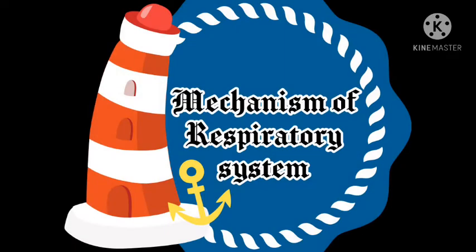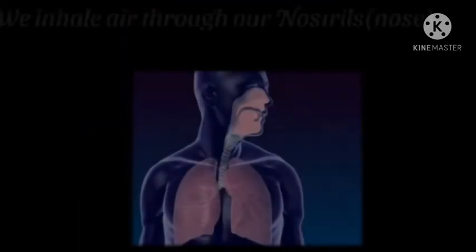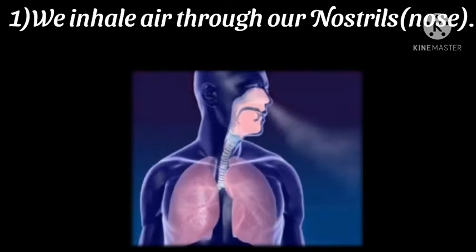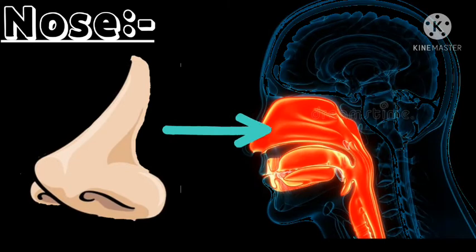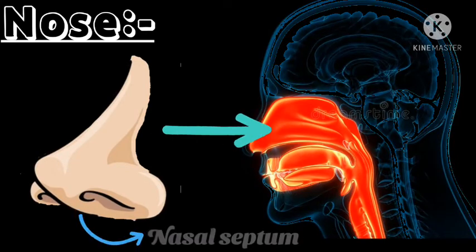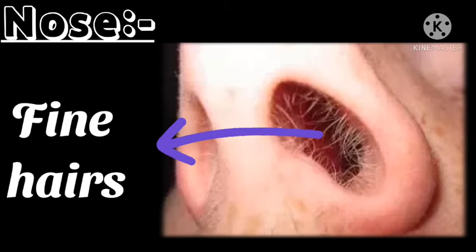Mechanism of the respiratory system. We inhale air through our nostrils. We have a pair of external nostrils opening out above the upper lip. These nostrils lead into the nasal cavity. The nasal chambers are separated from each other by a nasal septum. The air passing through the nostrils is filtered by fine hairs that line the passage. The fine hairs obstruct fine dust particles and germs from entering.